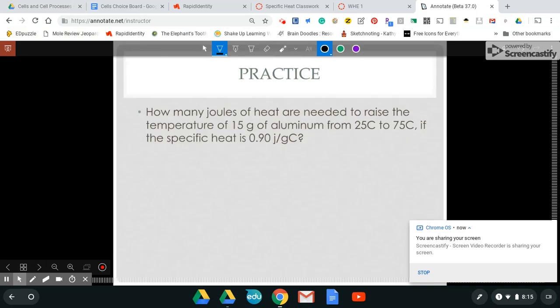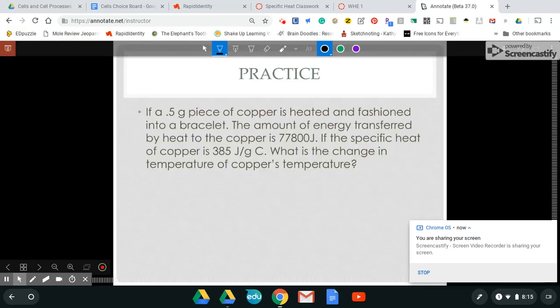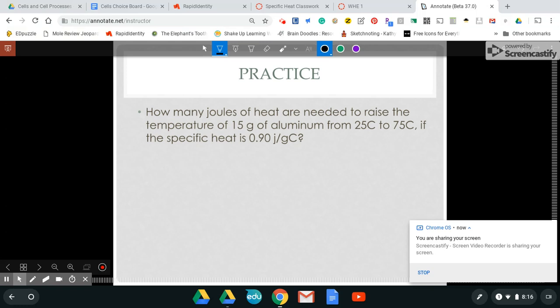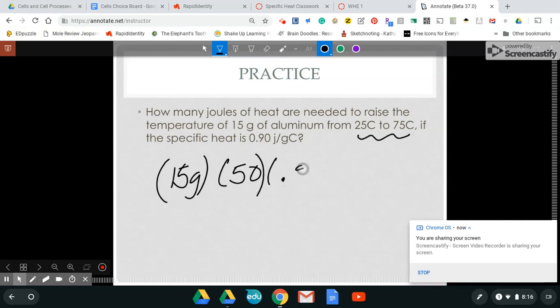All right. Oops, this is a different one. All right. So I'm trying to see if I can find one that might be a little different. Well, I'll go ahead and do this one. It says how many joules of heat are needed to raise the temperature of 15 grams. So you've got your mass, 15 grams. You've got a temperature change of 50 right there. And you've got a specific heat of 0.9. So when you put that all in the calculator, 15 times 50 times 0.9, you're going to get 675 joules.